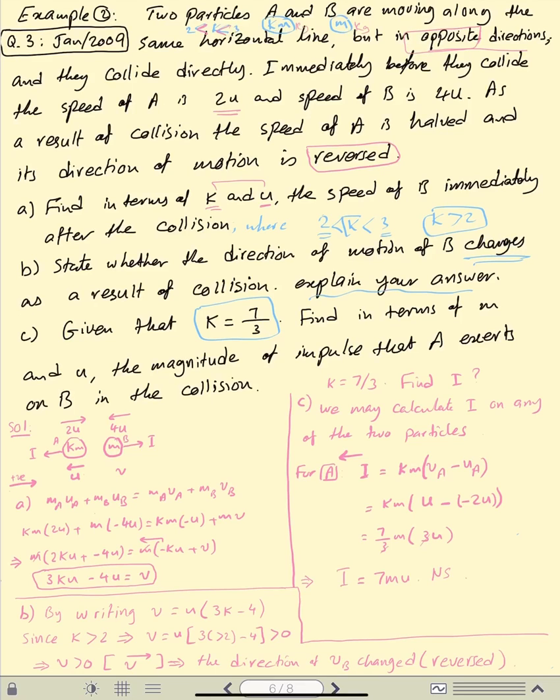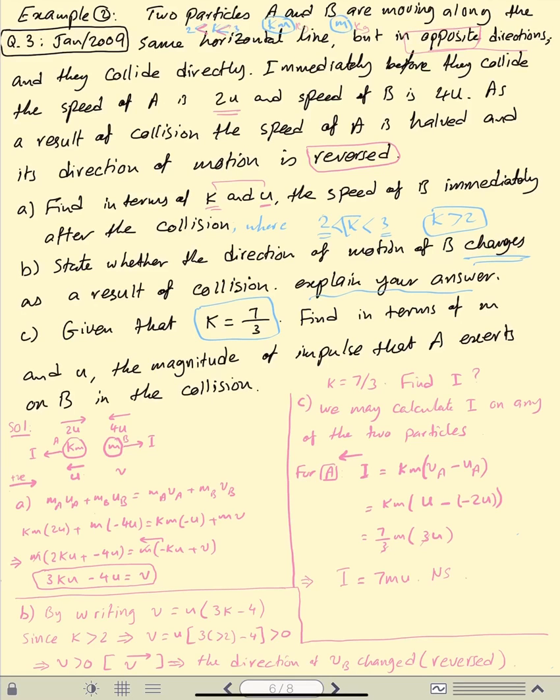This question, dear students, is question 3 on January 2009. Two particles A and B are moving along the same horizontal line. Particle A with mass km kilograms, and the particle B is m kilograms. And he told me that K is greater than 2 and less than 3.